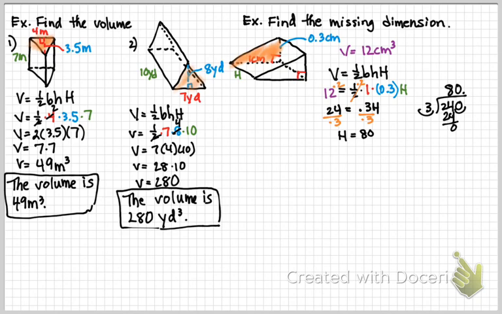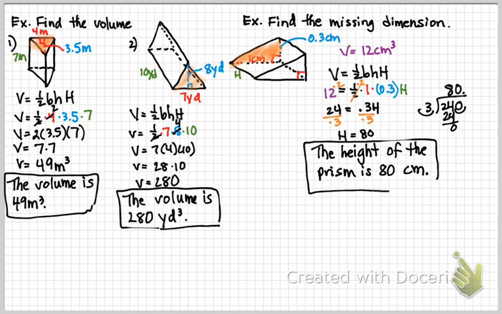Okay, so then we would say the height of the prism is 80, and it would just be a normal unit because it's only got one dimension. Okay?